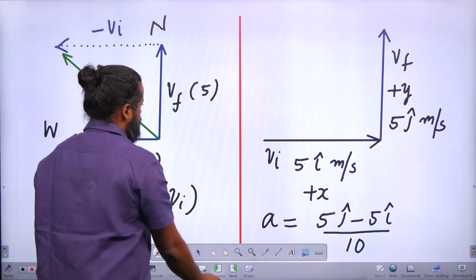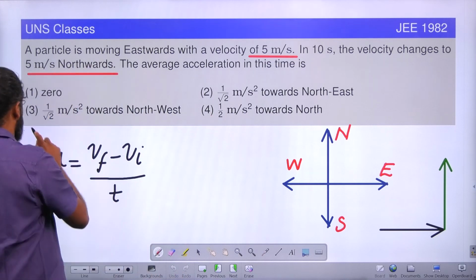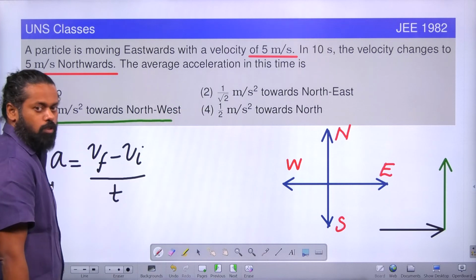So let us go to the answer. 1 by root 2 northwest. The right answer is option 3: 1 by root 2 meter per second square towards northwest direction.